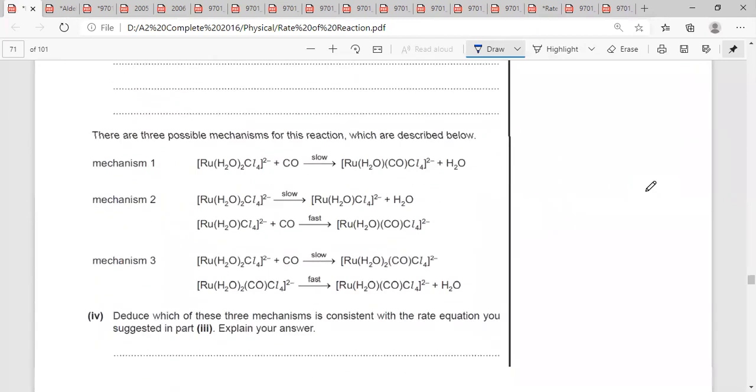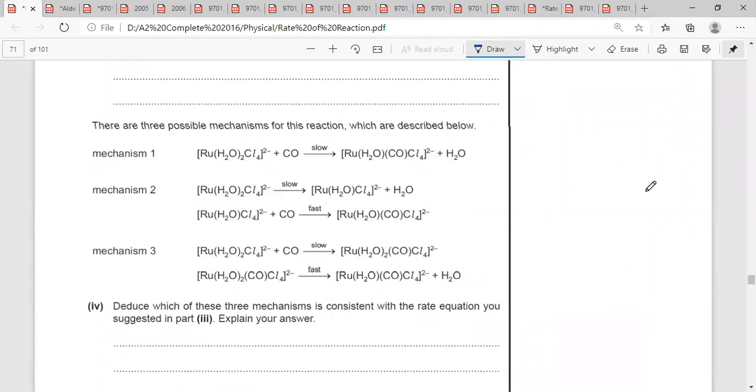So they ask you now: there are 3 possible mechanisms for this reaction, which are described here. The first one, the slow step, involves both of them. These are both reagents. The second one involves only the ruthenium complex. Next one is the ruthenium. Here this is a slow step, which gives you this part here, and then the fast step here, where this one is the product, but this is the intermediate. This is 1 step, this is 2 steps, but this is the intermediate.